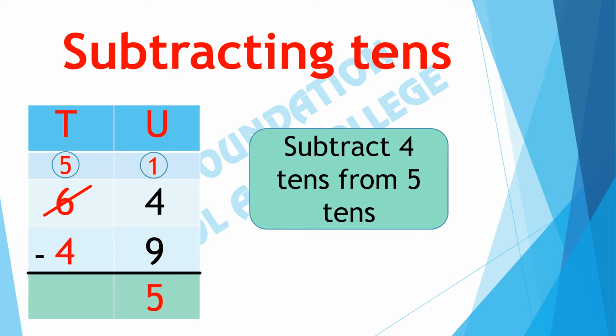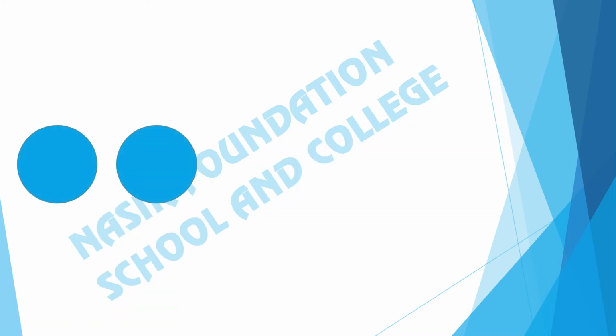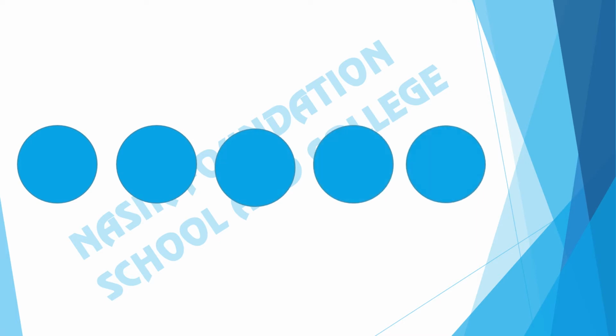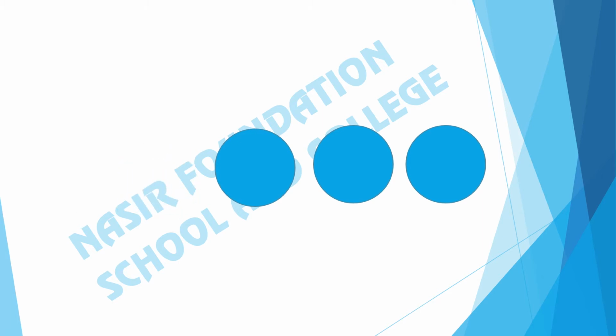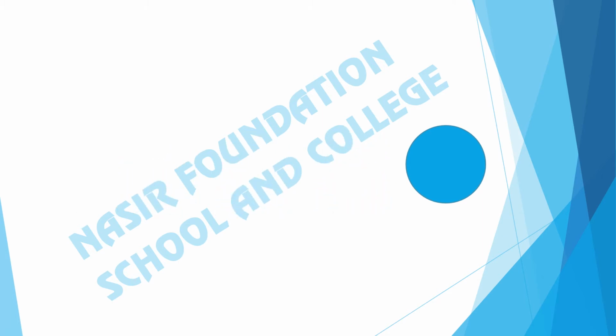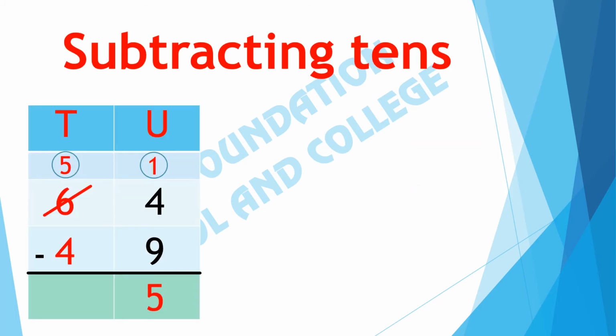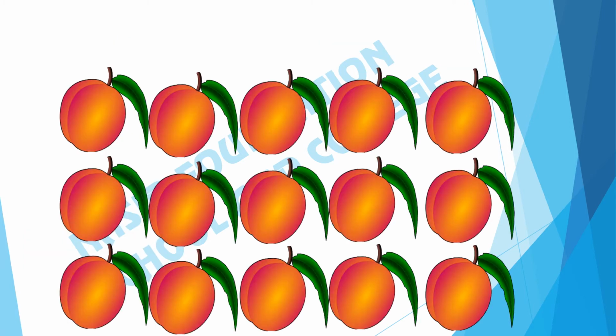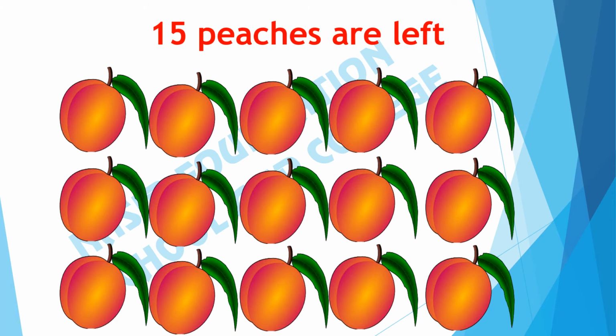After the subtraction of units we will subtract the tens. We can see that we have to subtract 4 tens out of 5 tens. 1, 2, 3, 4, 5. We will subtract 4. 1, 2, 3 and 4. We are left with 1 ten here. It means we are left with 1 ten. 1 and 5 makes 15. So there are 15 peaches left now.